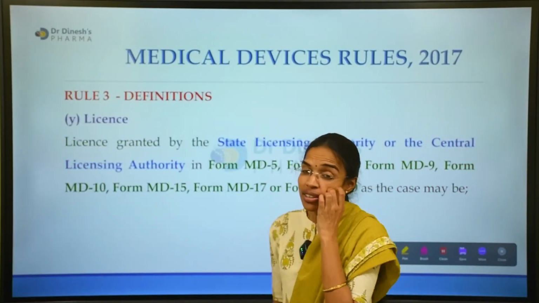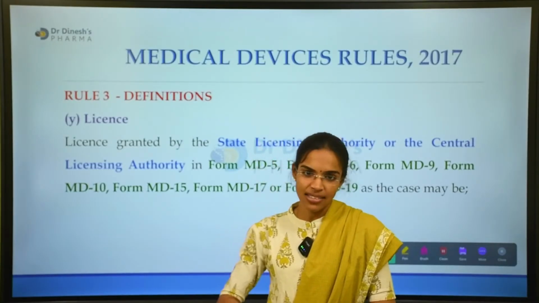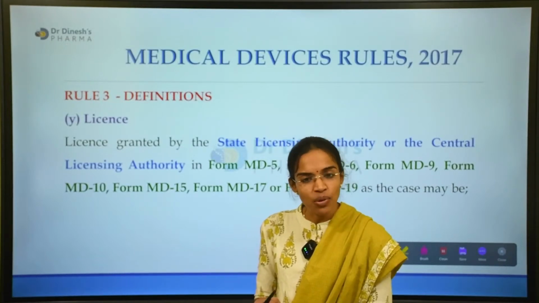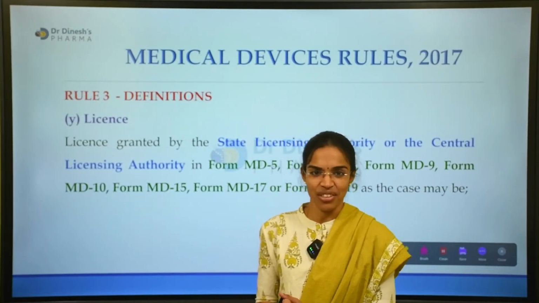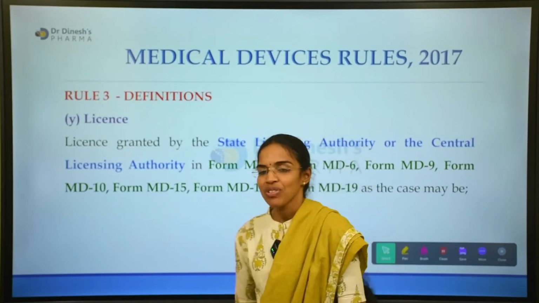Yes, I am coming to 3Y. 3Y is about the license. We are discussing MDR 2017, and the most important part is the license. License should be important. So what is a license?